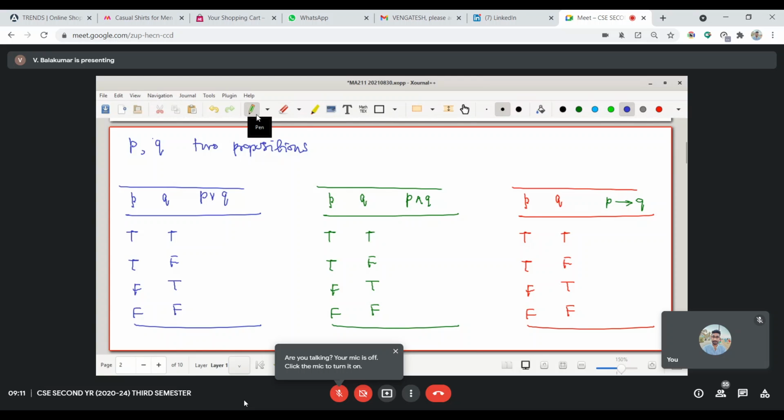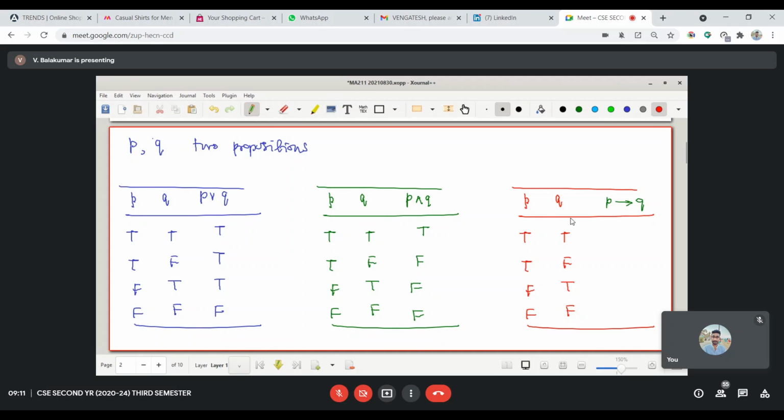This is inclusive OR. Let me use inclusive OR. That means either one of them is true or both of them are true, then I will have the truth value as true. If both are false, I will have false. Here I need both of them to be true, otherwise it is false.